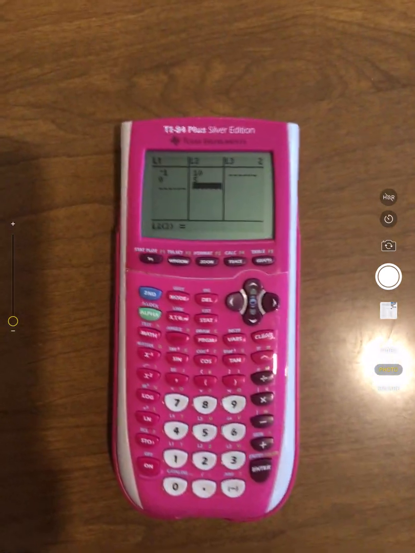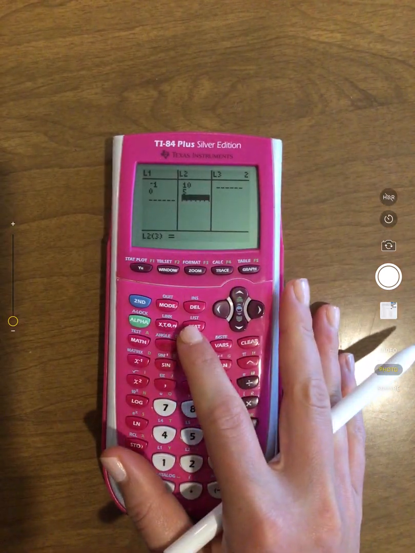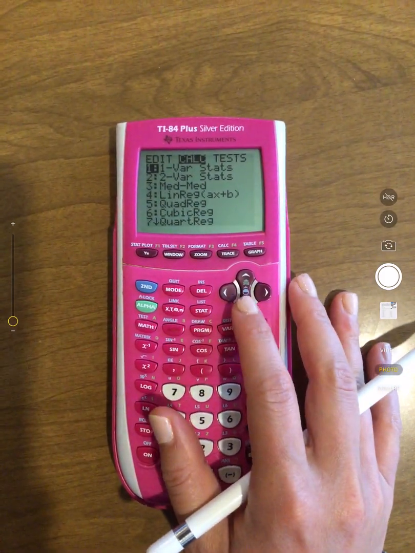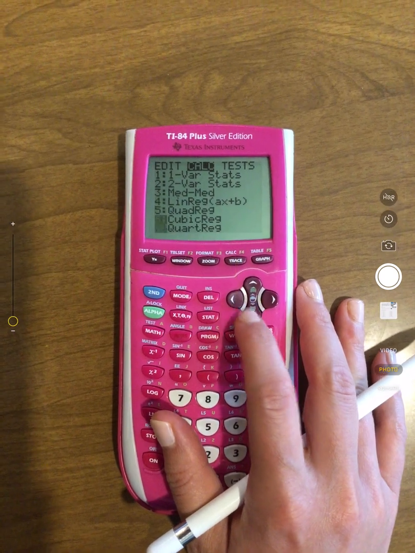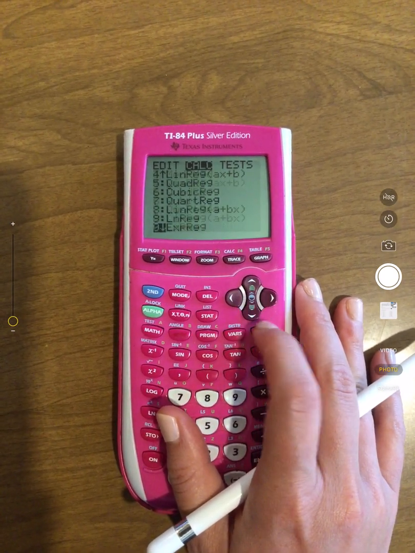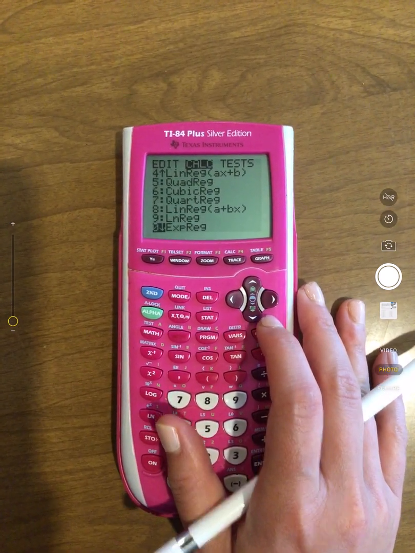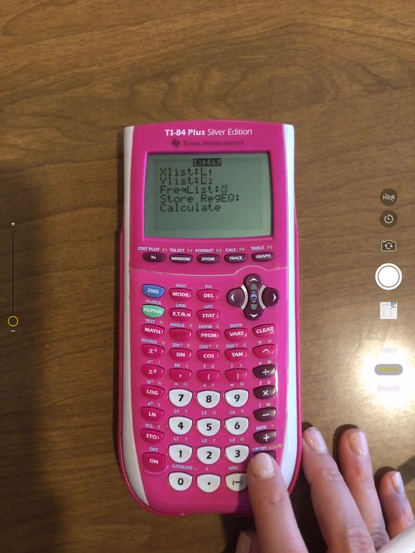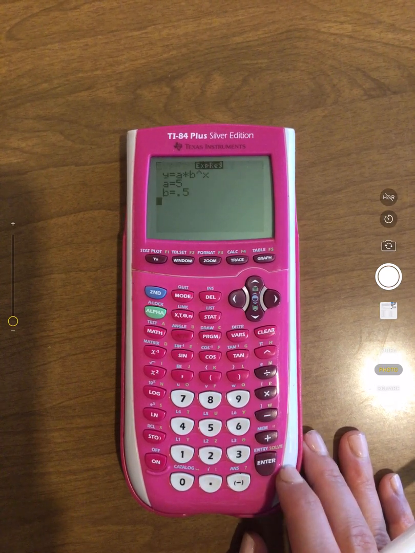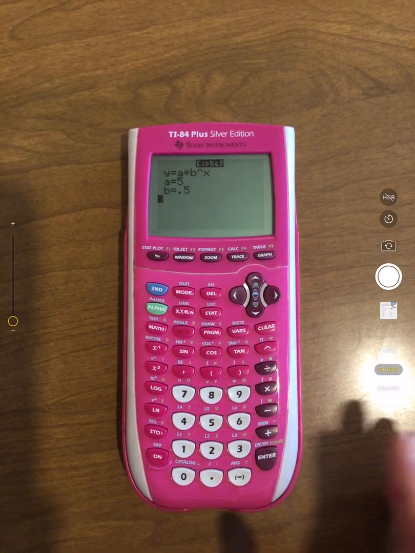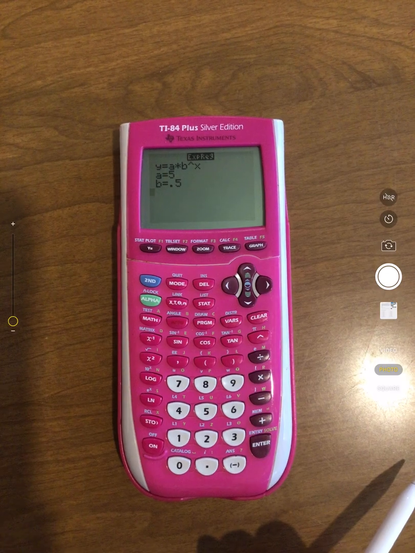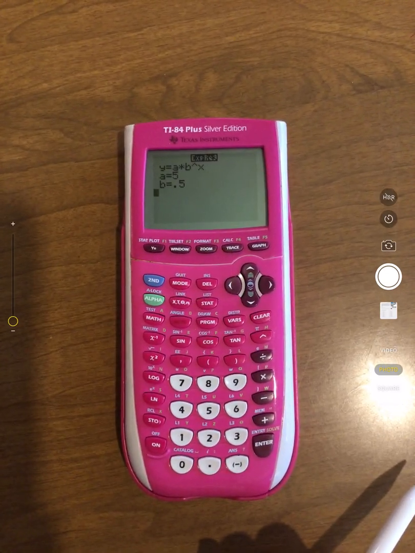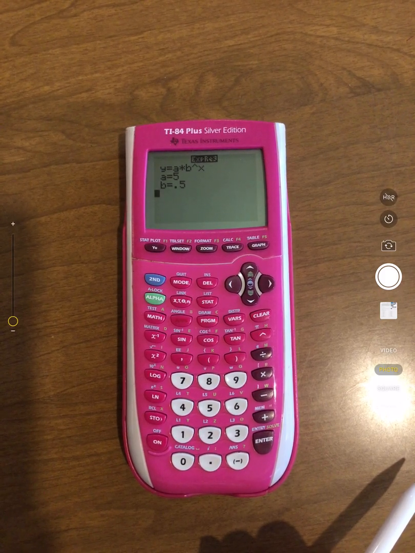From there, again, you're going to hit Stat, scroll over to Calc, and since it's an exponential graph, we are going to go to exponential reg, which is 0. We hit Enter until we get to Calculate. There it is. There are going to be times where you get decimals, and that's okay. So we have a times b to the x power, a equals 5, b equals 0.5.